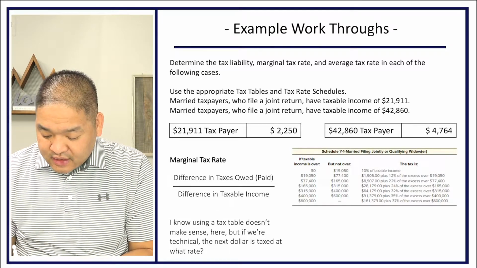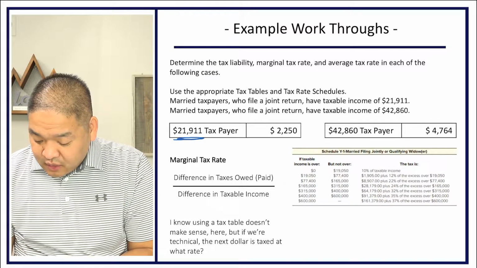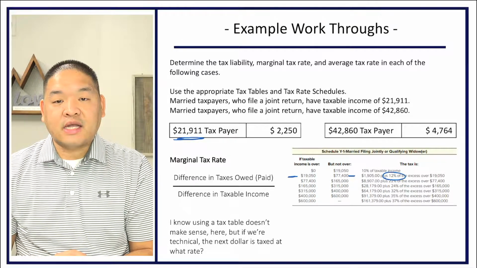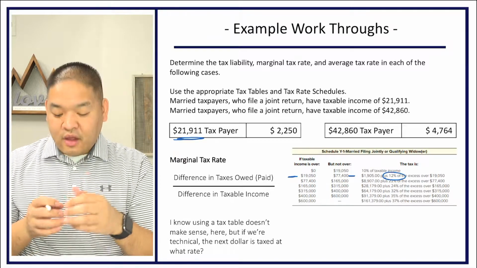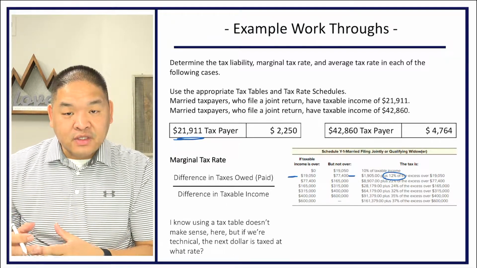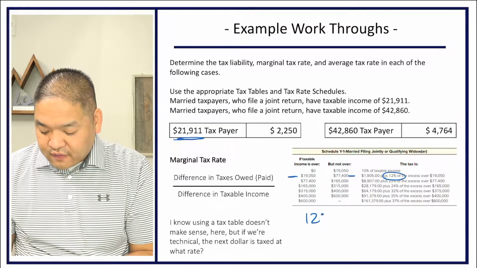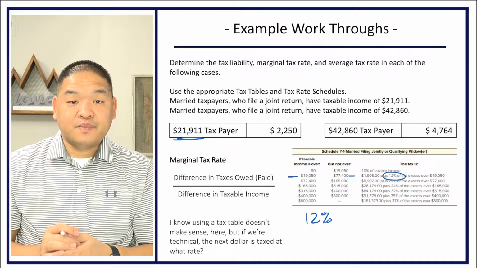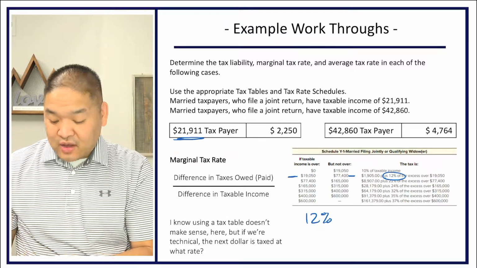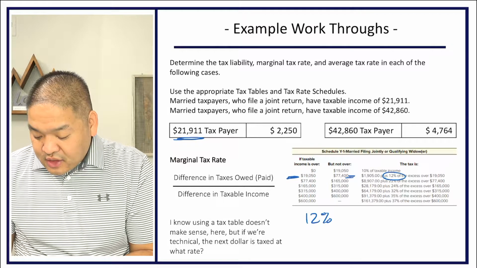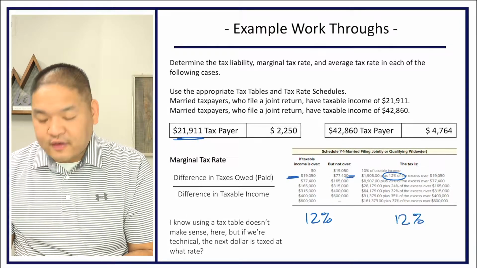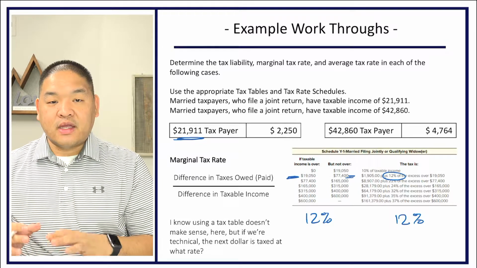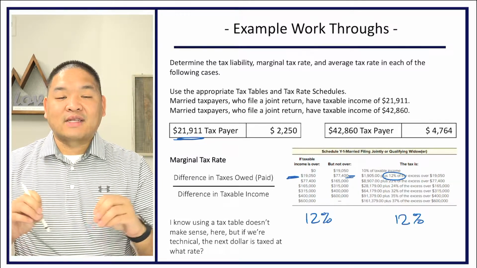And so in this case right here, this $21,911 would be in this bracket right here, which means they would be in the 12% tax bracket. So the marginal tax rate for the $21,911 taxpayer is 12%. Now we look at the $42,860. Again, $42,860 is in that same bracket. So this taxpayer is also in the 12%. So both taxpayers are in the 12% tax bracket when it comes to their marginal tax rate.